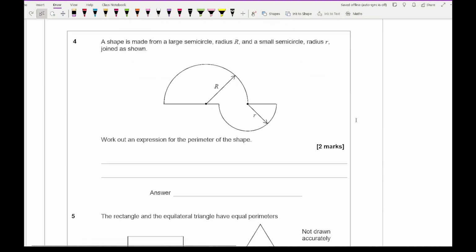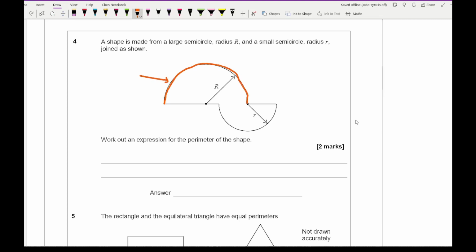Moving on to question 4, it says the shape is made from a large semicircle with a radius of capital R and a small semicircle with a radius of little r, joined as shown. And the question is asking us to work out an expression for the perimeter of this shape. So first things first, let's just highlight each of the sides of this particular shape. So here I've got this orange length.